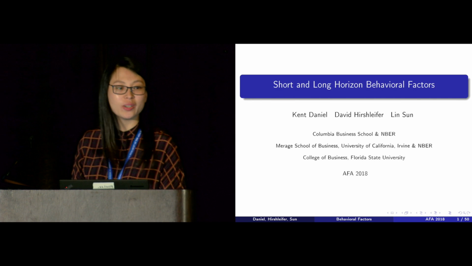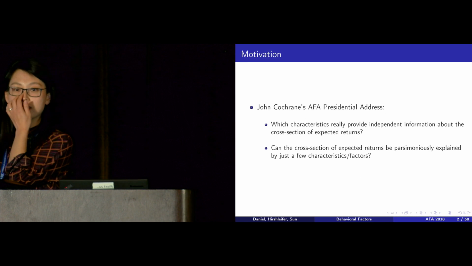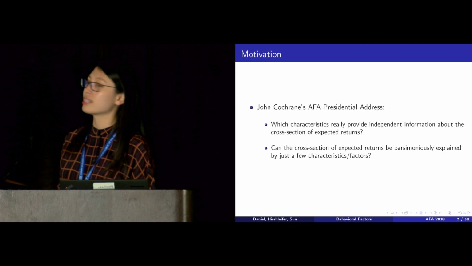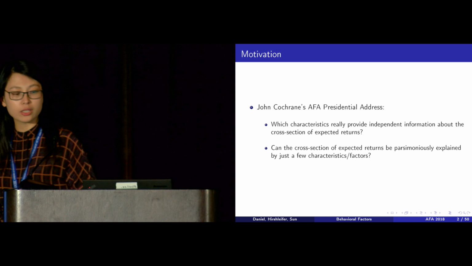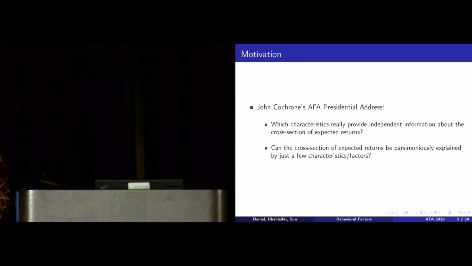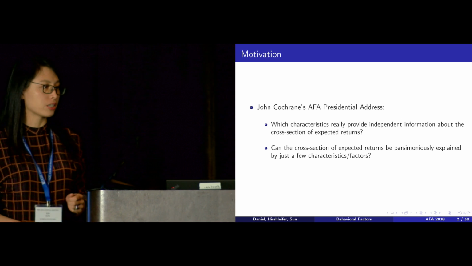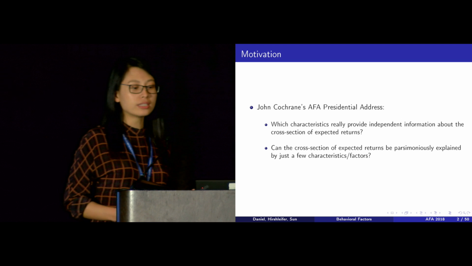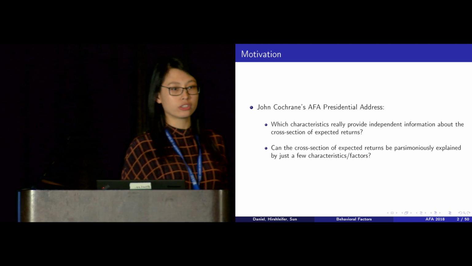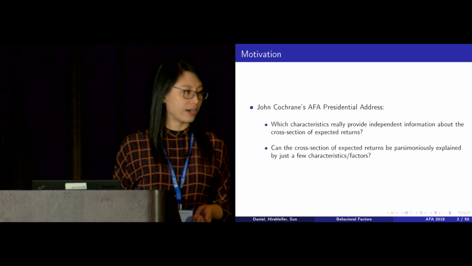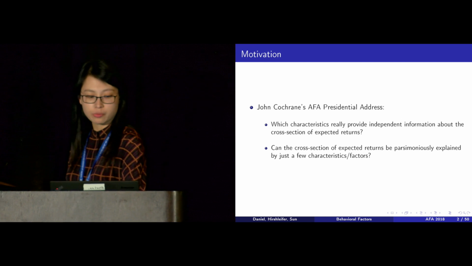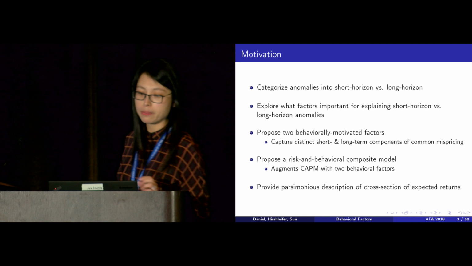The motivation is John Cochrane's AFA presidential address in 2011. When he talked about the zoo of new anomalies, he asked several key questions. For example, which characteristics really provide independent information about average return? And more importantly, can the cross-section of expected return be parsimoniously described by just a few characteristics or factors? These are the key questions that we're going to test in the paper.